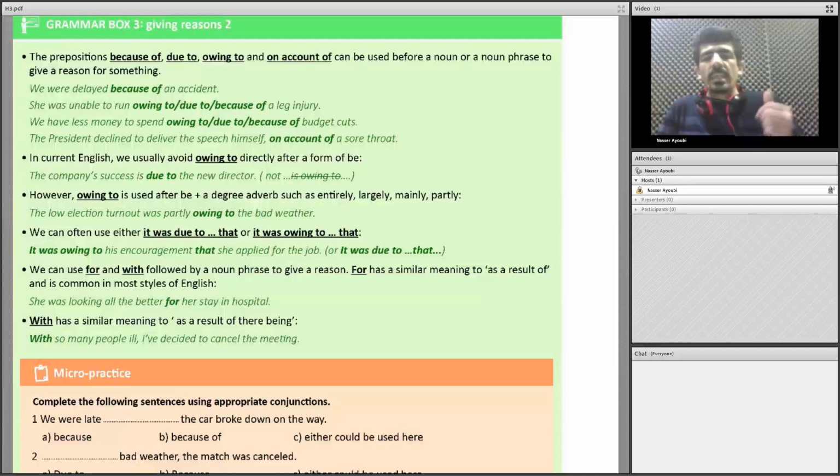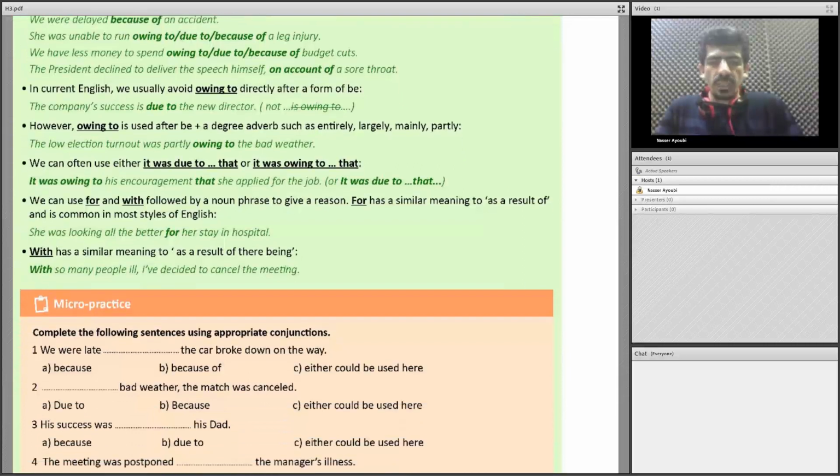But we can say their failure was mainly owing to a lack of care and attention. On account of. He gave up taking part in the marathon on account of his cold, a problem or difficulty. Or we were held up for 2 hours on account of an accident.